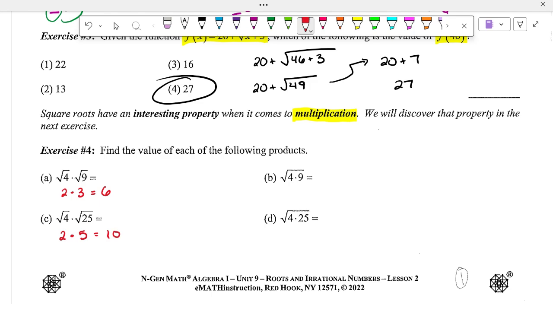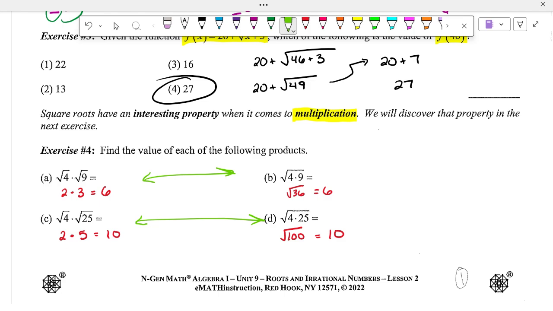But now let's look at B and D. 4 times 9 is what? 36. What's the square root of 36? 4 times 25 is what? 100. What's the square root of 100? 10. What's true? So if you look between A and B and C and D, what happened? Same answer, different way to write it.